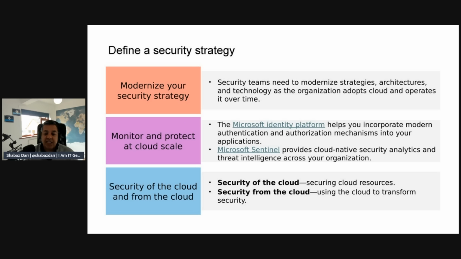What this means is look at your Microsoft Identity Platform and allow this to help you incorporate modern authentication and authorization mechanisms into your applications as well. So you look at the application stack. Then we can use things like Microsoft Sentinel to provide cloud native security analytics and threat intelligence across that organization. In a later demo in this series, we'll look at Sentinel with a bit more of a deeper dive. And then finally, there is security of the cloud and security from the cloud. Security of the cloud is securing those cloud resources, obviously, but security from the cloud is actually using the cloud to transform that security. So what services and what strategy can you use from the cloud to help transform it?